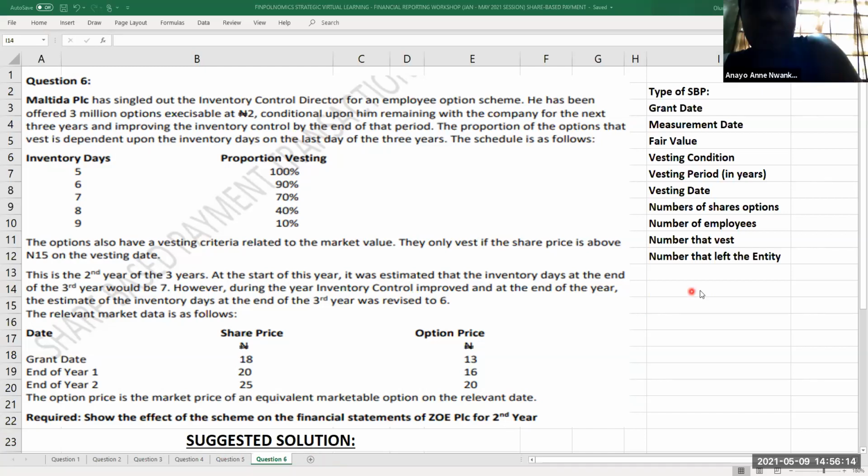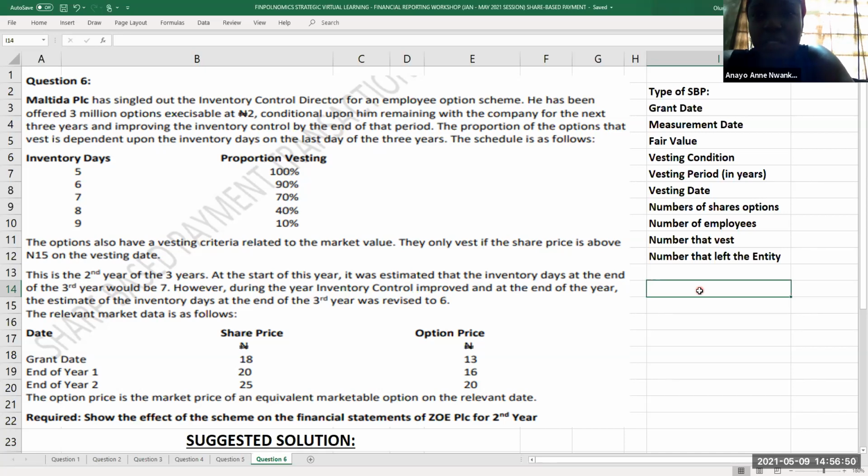Question 6. Matilda PLC has singled out the inventory control director for an employee option scheme. He has been offered 3 million options exercisable at 2 naira, conditional upon him remaining with the company for the next 3 years and improving the inventory control by the end of that period. The proportion of the options that vest is dependent upon the inventory days on the last day of the 3 years. The schedule is as follows.